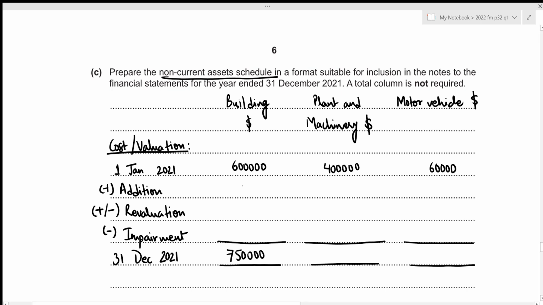Now, if we need to bring the amount of 600,000 to 750,000, we just need to adjust the difference between these amounts as our revaluation. So the difference is just going to be 750,000 minus 600,000, which means that the revaluation upwards will be of 150,000. Let's add that amount. Now let's have a look at our second additional information.